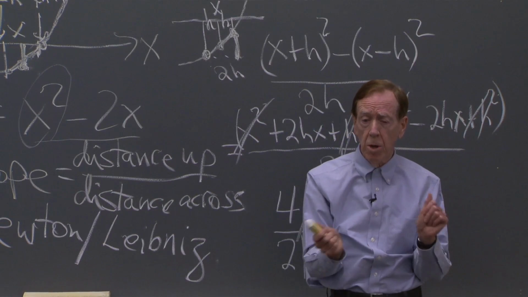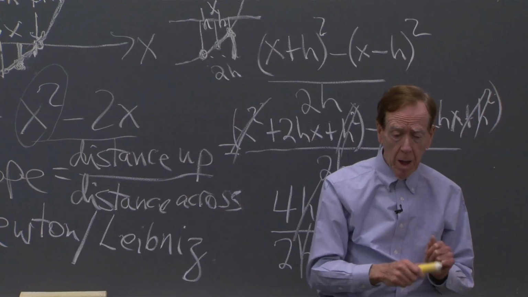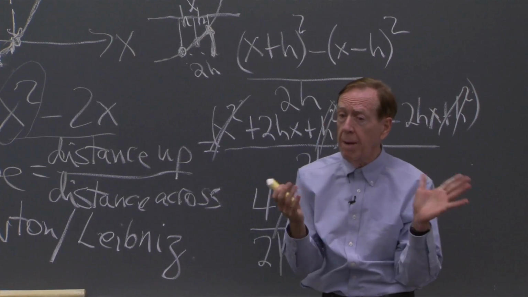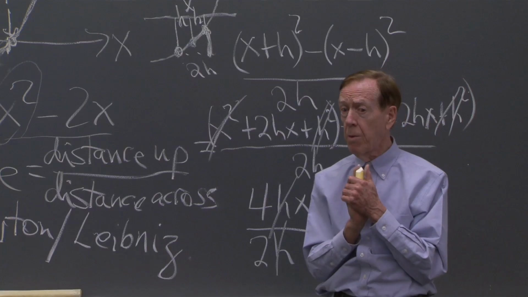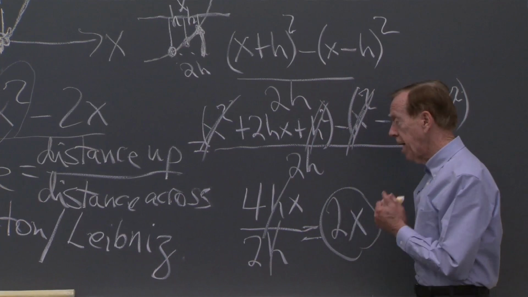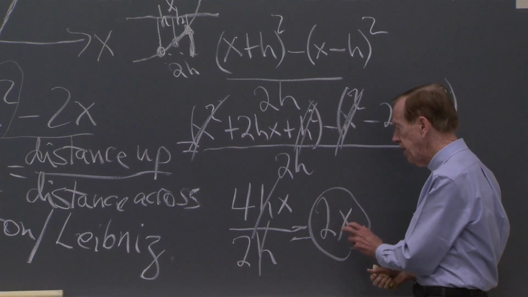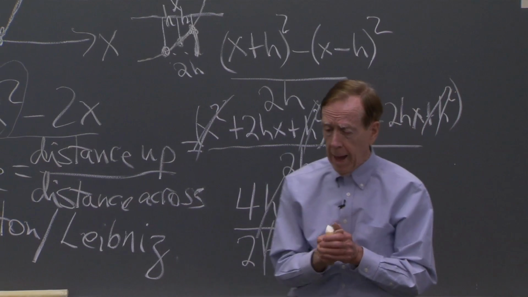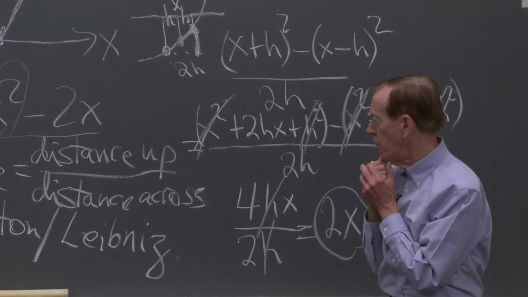If you want to know the slope of a parabola, of a quadratic y equal x squared, I would say maybe 1 million people in the world know that answer, that the slope is 2 times x. And you're now in that group.